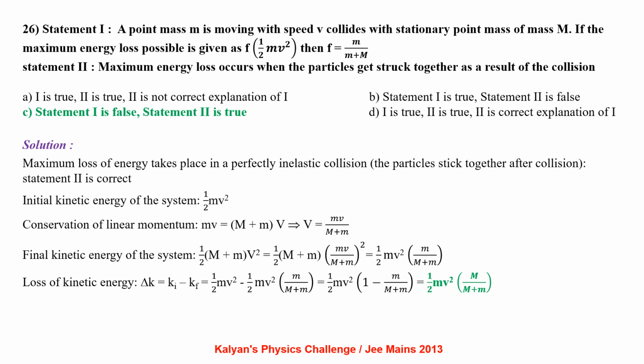Initial kinetic energy of the system is half mv square. Conservation of linear momentum: mv equals M plus m of capital V, so capital V equals mv by M plus m. Final kinetic energy of the system is half of M plus m into capital V square, which comes out to be half mv square of small m by capital M plus small m. So the loss of kinetic energy, K initial minus K final, is half mv square minus half mv square of m by M plus m, which ultimately comes out to be half mv square of capital M by capital M plus small m. So statement 1 is false. So the correct option is C.